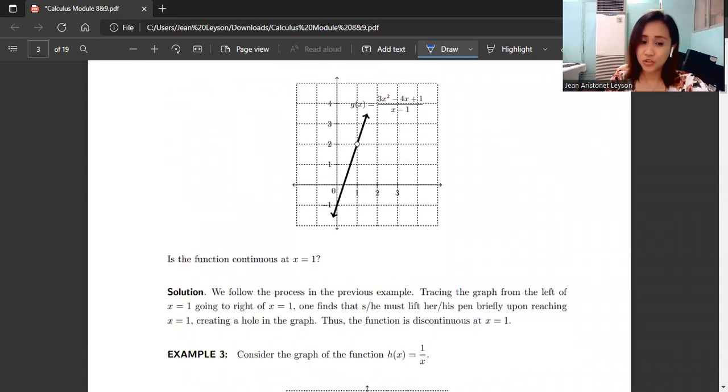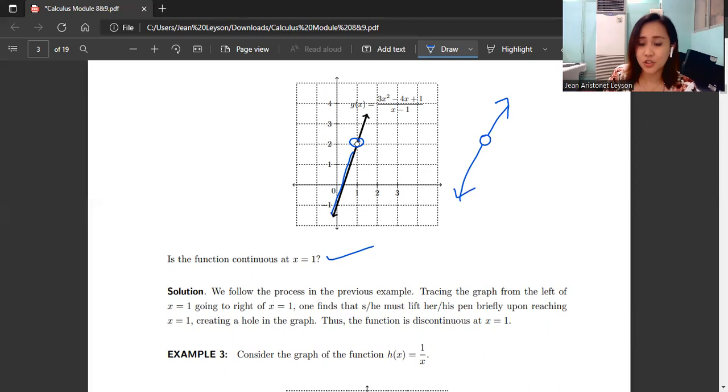So still the same question. Is the function continuous at x is equal to 1? For the answer, we follow the process in the previous example. So tracing the graph from the left of x is equal to 1 going to the right of x is equal to 1, one finds that he or she must lift his or her pen briefly upon reaching this certain point right here, creating the hole in the graph. To draw the graph, you need to lift your pen because you need to create that hole right there. Then you continue with your graph.